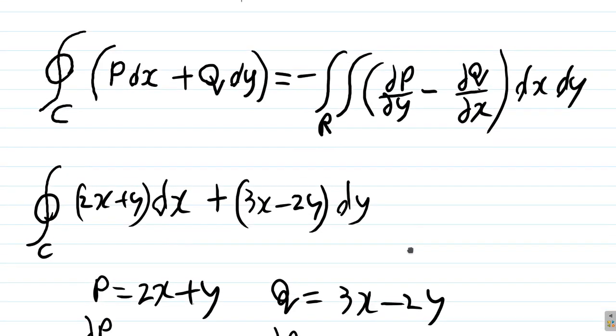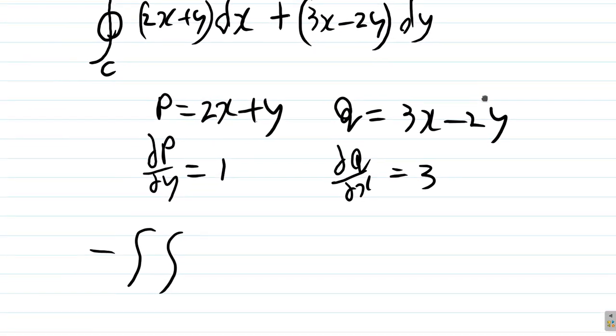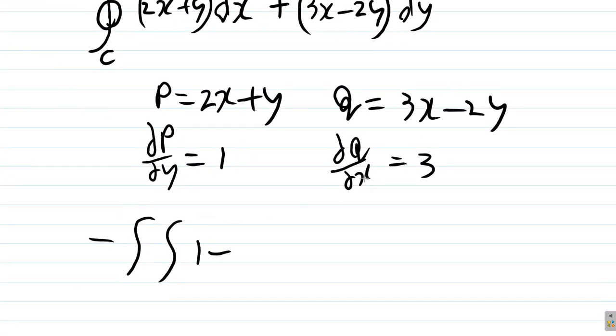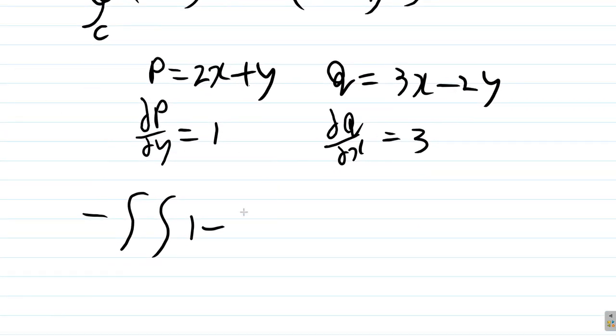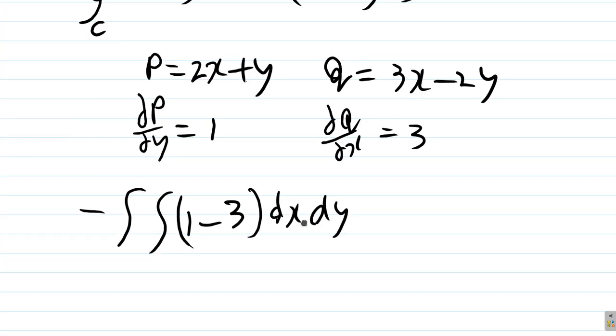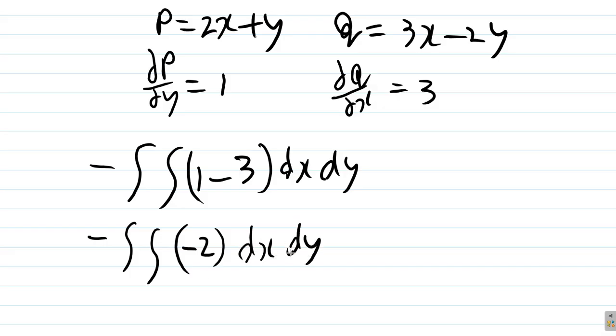So, let's write this thing down now. We have negative double integral of partial of P with respect to y, in this case 1, minus partial of Q with respect to x, which is 3, and then the dx dy. So this is the function here. 1 minus 3 is what? So we have negative double integral of 1 minus 3, which is negative 2, dx dy. Alright.